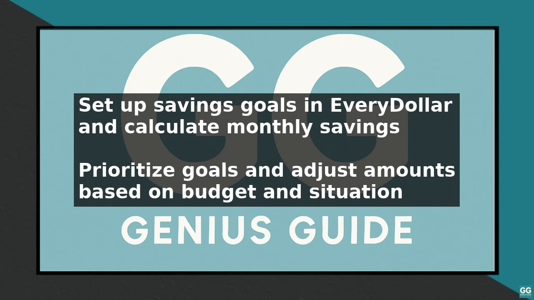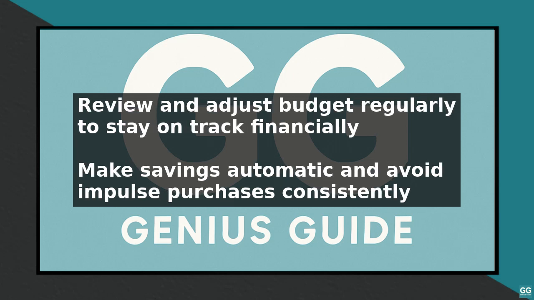EveryDollar will then calculate how much you need to save each month to reach your goal. You can adjust this amount based on your budget and financial situation. Make sure to prioritize your goals, focusing on the most important ones first. As you work towards your savings goals, regularly review and adjust your budget to ensure you are on track. You can also use EveryDollar to track your progress and receive reminders and notifications to help you stay motivated.